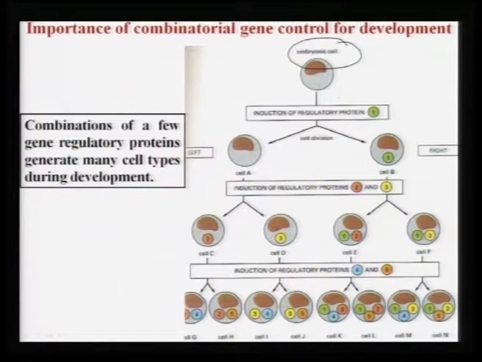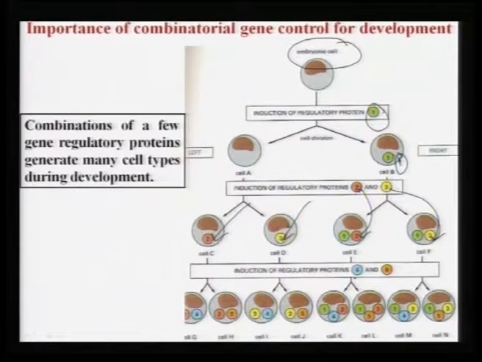Now, induction of gene regulatory protein 1. This gene regulatory protein is already inside the cell. The cell is divided into 2 daughter cells. Now, this is the induction of gene regulatory proteins 2 and 3. Protein 1 is already inside, 2 and 3 are also coming in. These gene regulatory proteins also enter the individual 2 daughter cells, cell C and cell D.